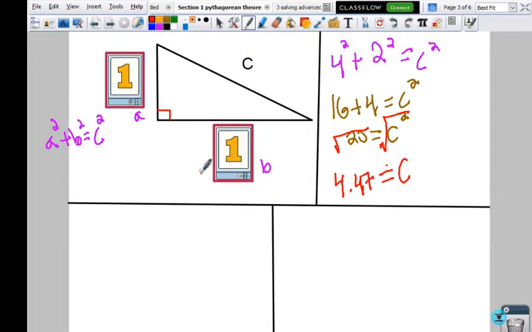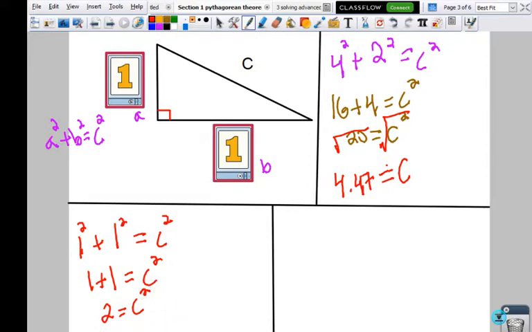So we're going to do this next one as another example. Pythagorean theorem: a squared plus b squared equals c squared. So instead of a, it's going to be 1 squared plus another 1 squared, and it's going to equal c squared. 1 plus 1 is 2, so 2 equals c squared. How do I get rid of the square right here? Square root.